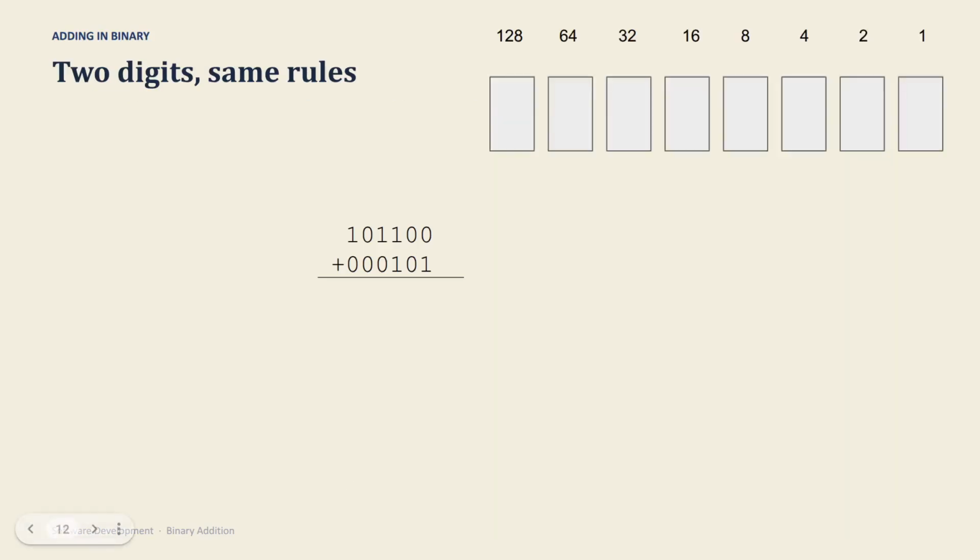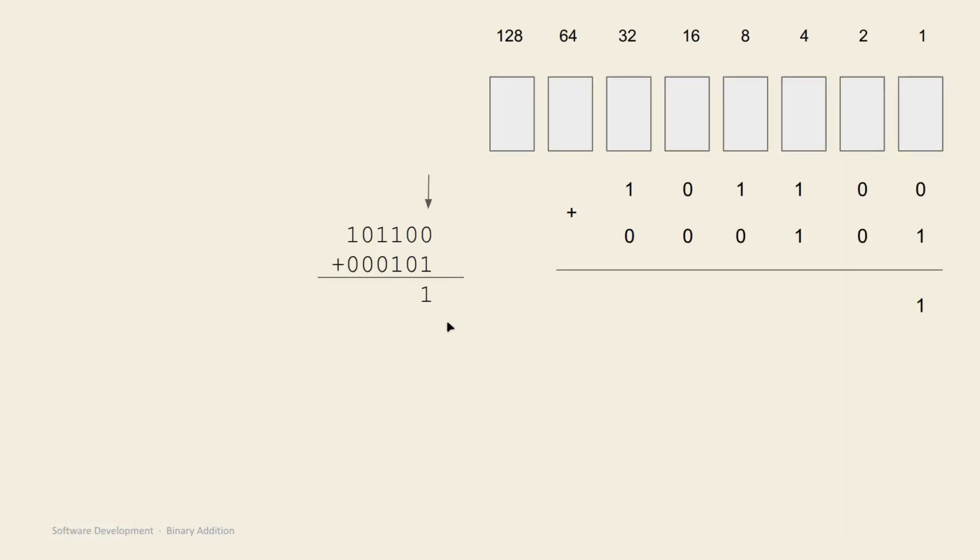Same rules in binary. Start from the right. 0 plus 1 is 1. The arrow shows the column we're on. Okay, then 0 plus 1 is 1. Then 0 plus 0 is 0. 1 plus 1 is 2, but there is no digit 2. These ones sit in the fourth column, so 4th plus 4th is 8. The next column counts 8s, so we write 0 and carry the 1.